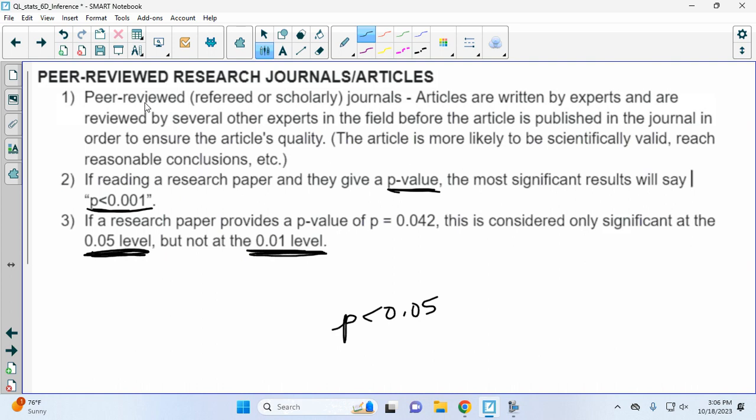Peer-reviewed or refereed or scholarly journals are written by experts and are also reviewed by other experts. And so they're considered to be scientifically valid. So when you're looking for valid research, look for peer-reviewed journals and articles. Thank you all.